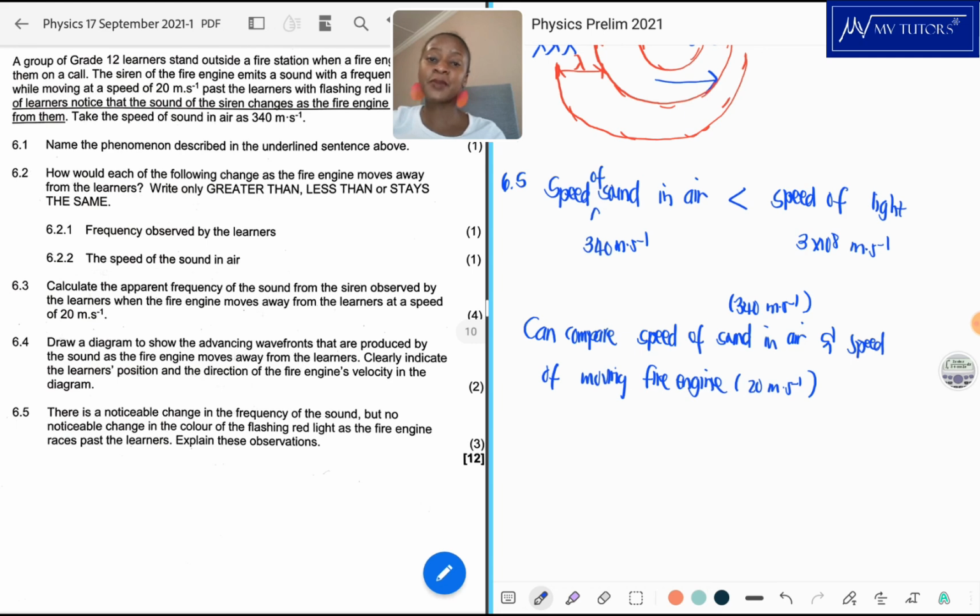But when you look at the speed of sound in air as well as the speed of the moving vehicle, the fire engine, they're actually comparable. And because they're comparable, you can tell the frequencies apart. Okay, I think that's good enough.